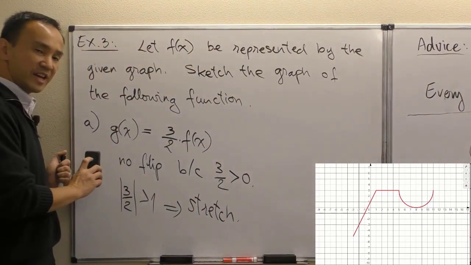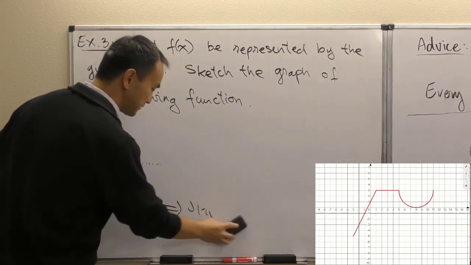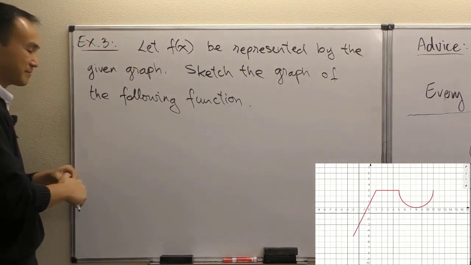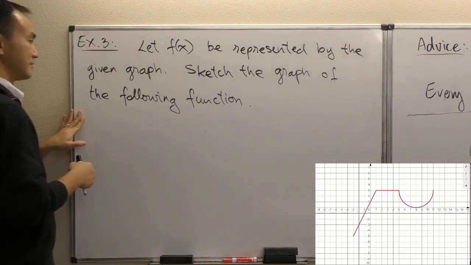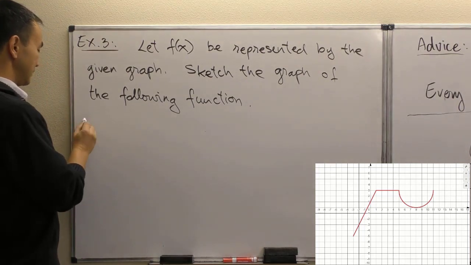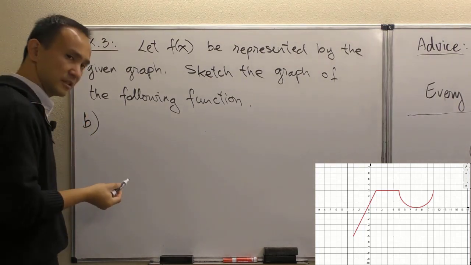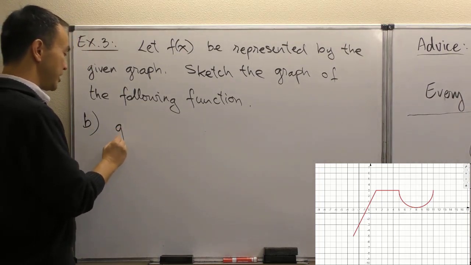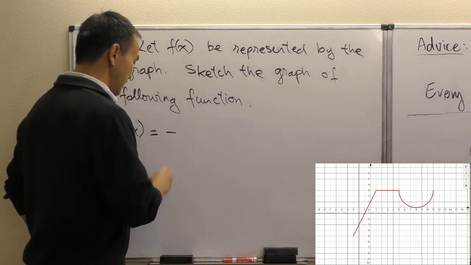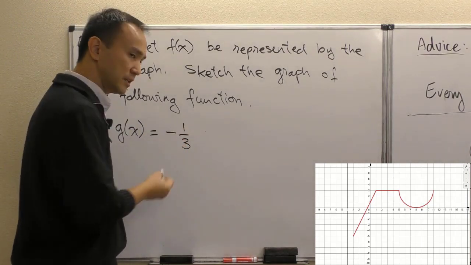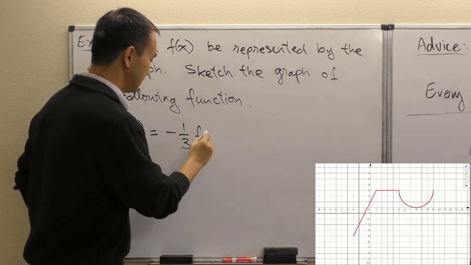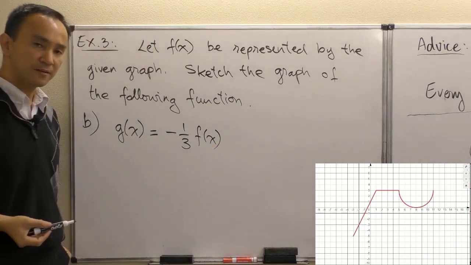All right, and now with the same graph being the parent function, let's look at part B right here. Let's look at part B. All right, so part B of our example over here. I'm going to look at g of x being a descendant function that's defined as negative 1/3 f of x.